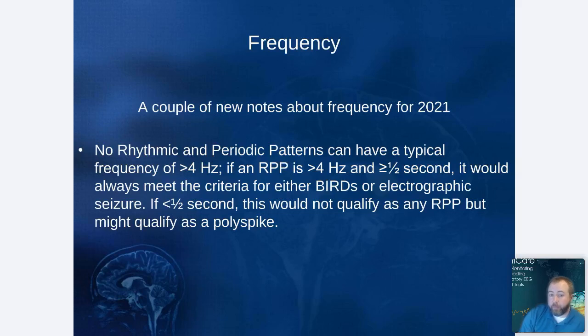Also, no rhythmic or periodic patterns can have a typical frequency of greater than 4 hertz. If a rhythmic periodic pattern is greater than 4 hertz and greater than or equal to half a second, it would always meet the criteria for either BIRDs or an electrographic seizure. If it's less than half a second, then this would not qualify as a rhythmic periodic pattern, but it might qualify as a polyspike.